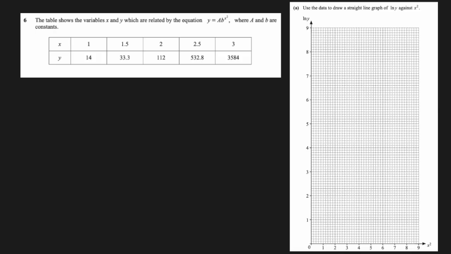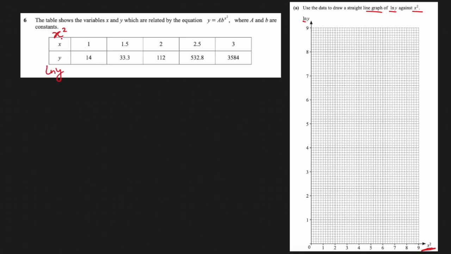Question number 6. We have been given a table that we have to use to answer this one. The table shows the variables x and y, which are related by the equation y equal to a b to the power x squared, where a and b are constants. Use the data to draw a straight line graph of natural log y against x squared. So natural log y is the dependent one, x squared is the independent one, and here it is x. That means we will have to change this to x squared and this one to natural log of y.